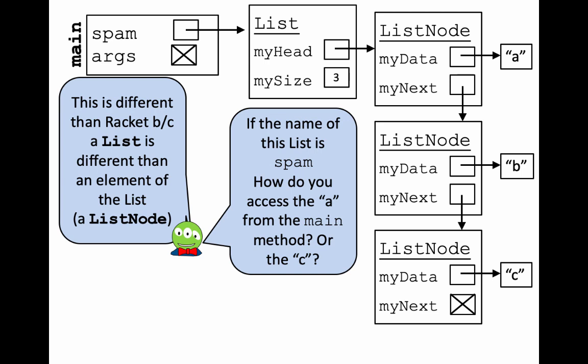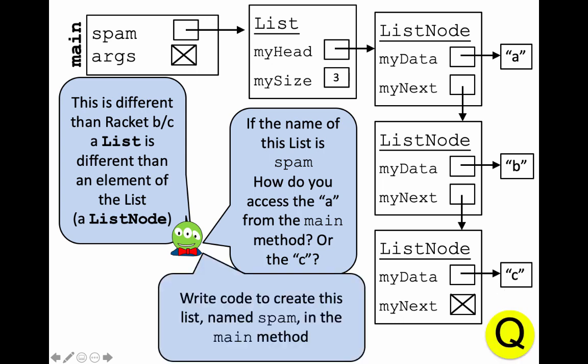And I'm going to have you pause the video to do two things. One is write code for how you could access the A, and assume that you're writing that code within the main method. And then how could you access or even modify that C? Okay, so the C is the third element's my data.